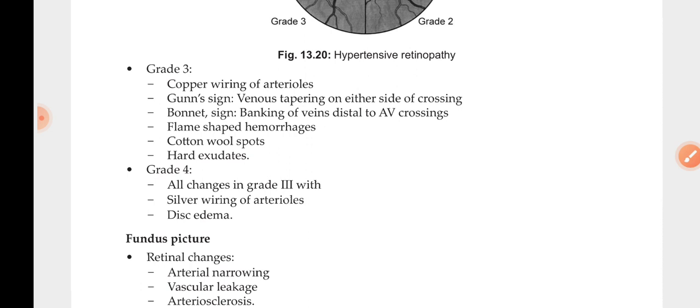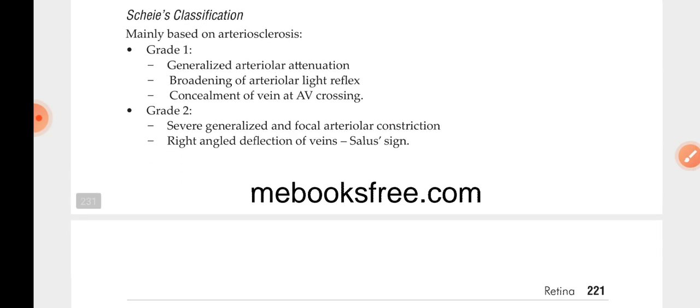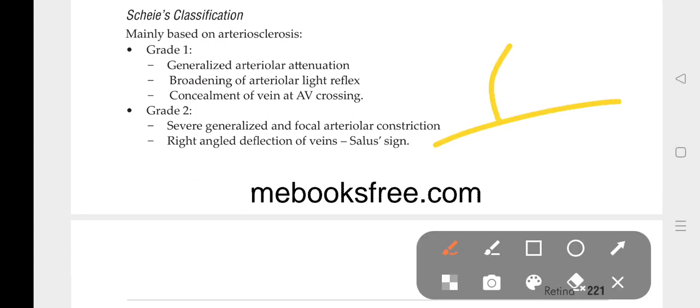Flame shape hemorrhages, cotton wool spots and hard exudates in grade 3. In grade 4, all changes in grade 3 with silver wiring of the arterioles and disc edema. Once again we will read all 4. In grade 1, there will be generalized arteriolar attenuation, broadening of arteriolar light reflex and concealment of AV crossing. In grade 2, we will see severe generalized and focal arteriolar constriction and right angle deflection of veins, that is Salus sign. This vein will come this type, S shape.